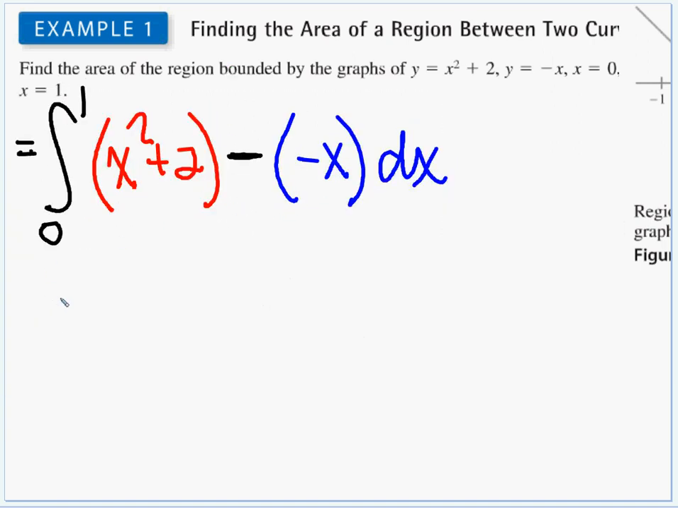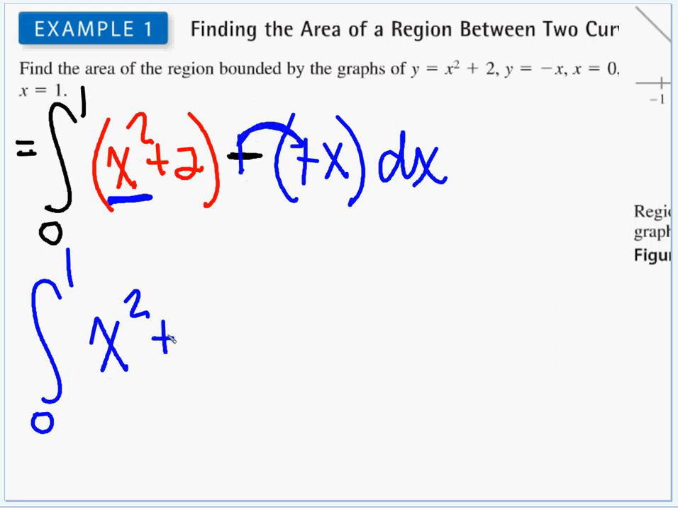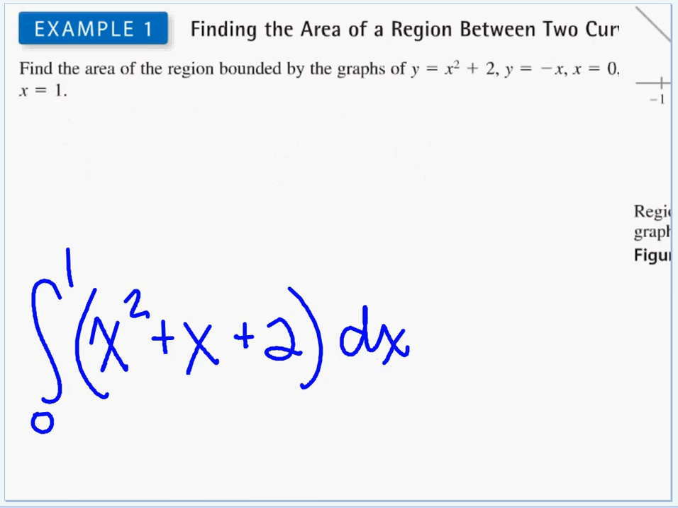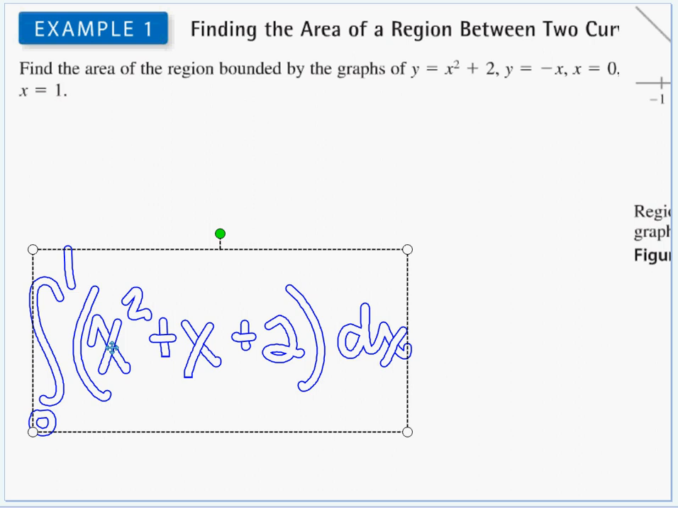So we're still going to have our integral symbol from 0 to 1, where our first term is going to be x squared. This minus the negative is going to turn to a plus, so we're going to have a plus x. And then at the end we'll have our constant, a plus 2, and a dx. Okay, so we're all set. It looks like we are ready to anti-derive.